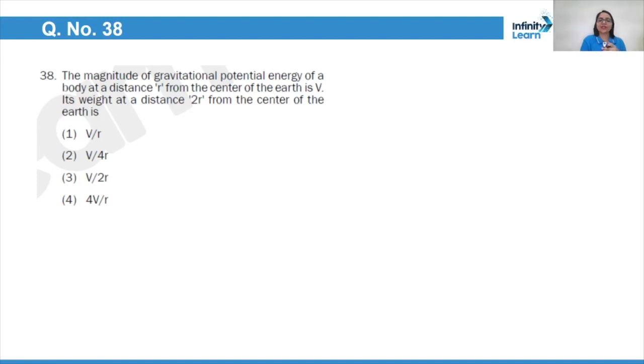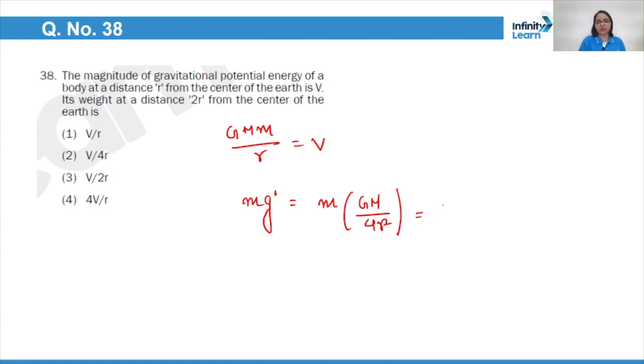The magnitude of gravitational potential energy of a body at a distance r from the center of the earth is v. Okay. So we need to find magnitude of gravitational potential energy, which is GMm divided by r, and that is equal to v. Its weight at a distance 2r from the center of the earth is... Okay. So weight is mg dash, right? Where g dash is the acceleration due to gravity at a distance 2r from the center of the earth. So it is m into GM upon (2r) square, which is 4r square. Okay, and it should be w.